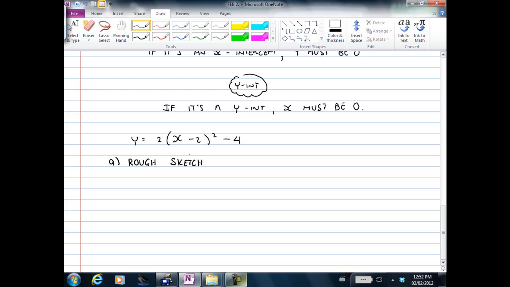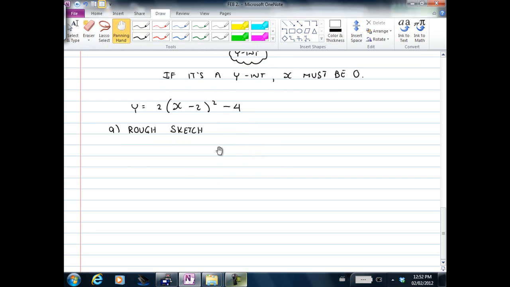Okay. I'm going to show you how to do a proper sketch in a second. But for now, just do a rough sketch. So take a minute and just roughly sketch this out. You should be able to tell me the vertex just by looking at this, because all your work has to do with the vertex.